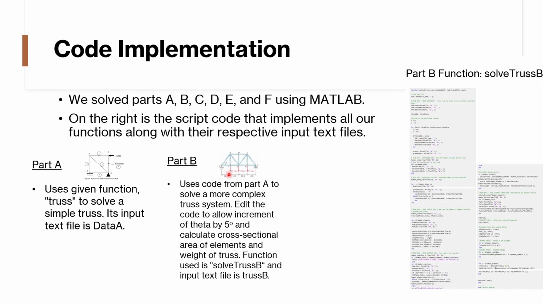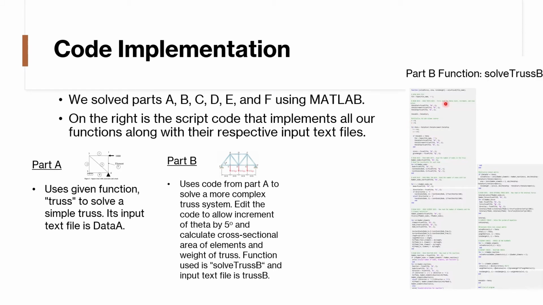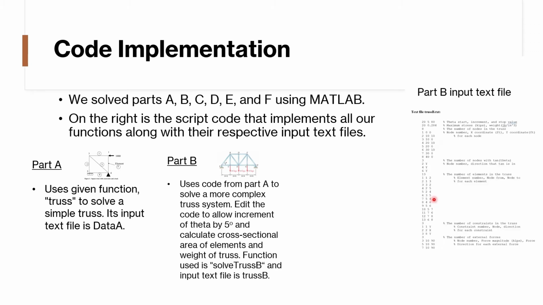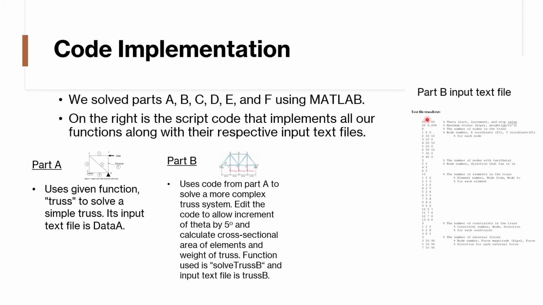Then for part B, we use the function solve_truss_B and take truss_B as the input text file. Solve_truss_B is just the part A code modified to increment theta by 5 degrees and compute the cross-sectional areas and weight. Part C uses the same function as part B, but the input file for part C is truss_C, which increments theta by 1 degree as opposed to 5 degrees.